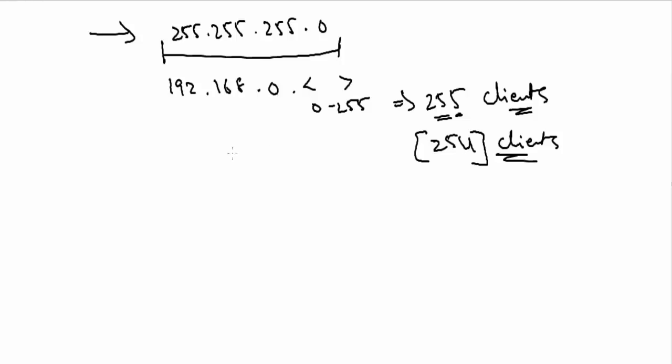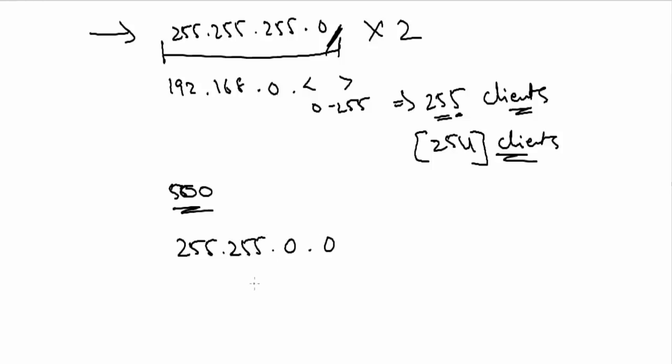But when it comes to a small organization, let's take an organization having 500 users. Now for these 500 users, if I want to use this subnet router, then I will have to purchase two routers. But there is a solution over here. You can purchase a router with the subnet series 255.255.0.0. Now the probability has increased. So you can have a series 0 to 255 over here and 0 to 255.